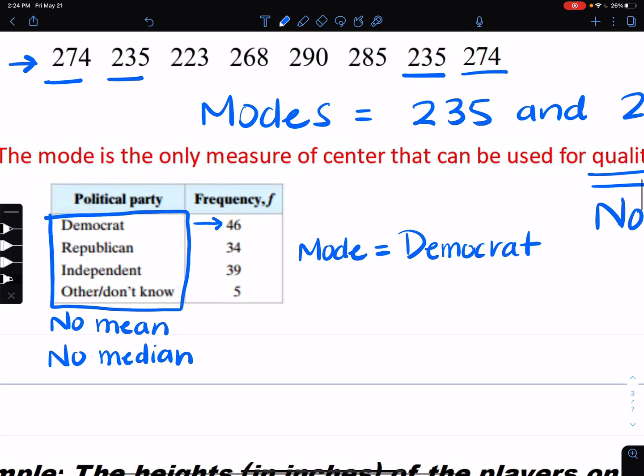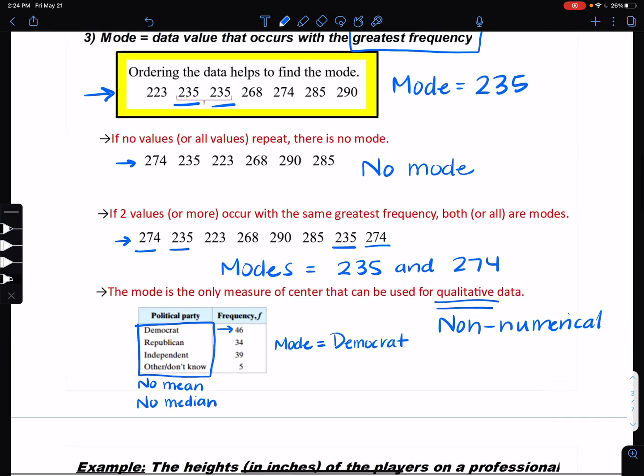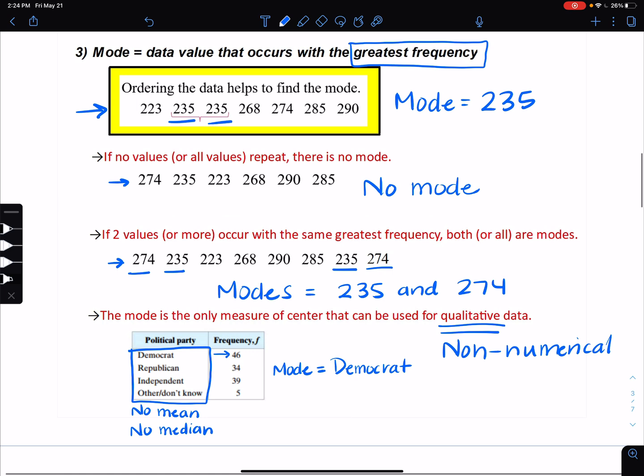Okay, so that's kind of a special case that you want to keep in your mind when you're going through the homework. If you come to a data set that is non-numerical, non-numerical things, and all you have are the frequencies, the only thing you can do is look for your mode, right? You have to state there is no mean and there is no median for qualitative data.